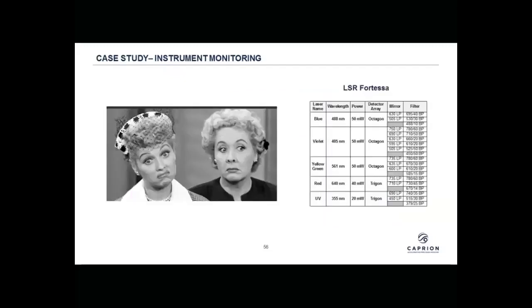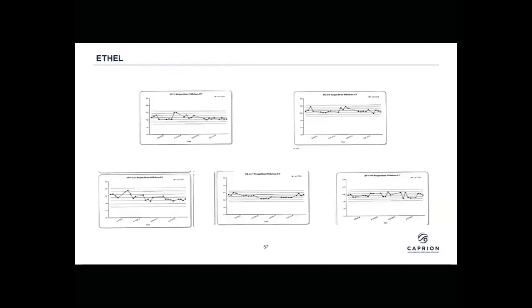Okay, so let's talk about instrument monitoring now. And I'd like to introduce you to Lucy and Ethel. And they, of course, are 2 LSR2 Fortessas, 5 lasers. And Ethel's pretty reasonable. So what I'm showing you here is 1 month's worth of Levey-Jennings data, the daily CS&T, and a plot for each of the 5 lasers.